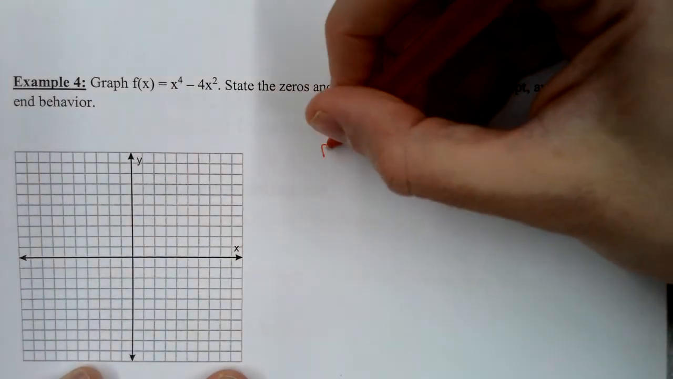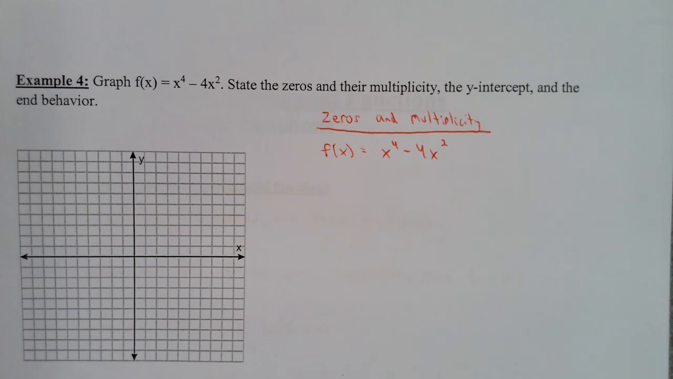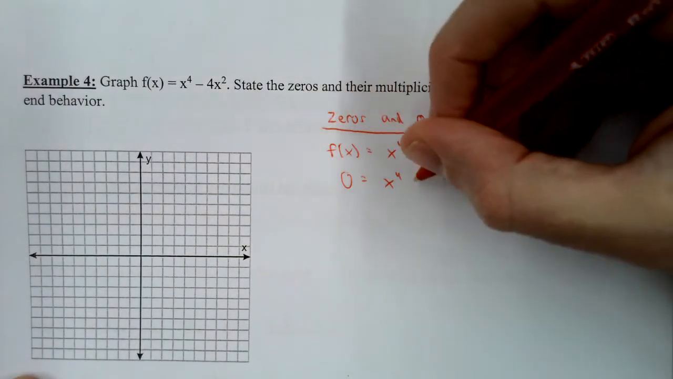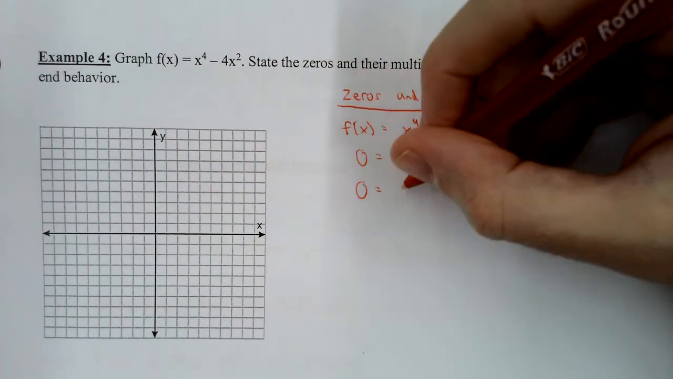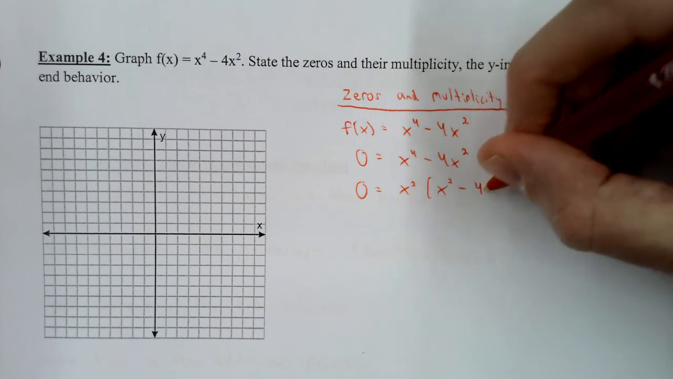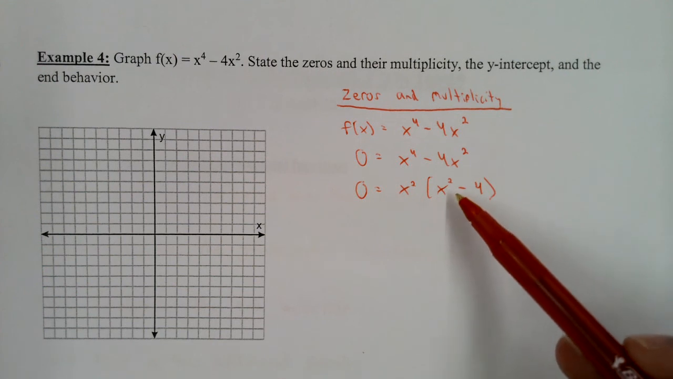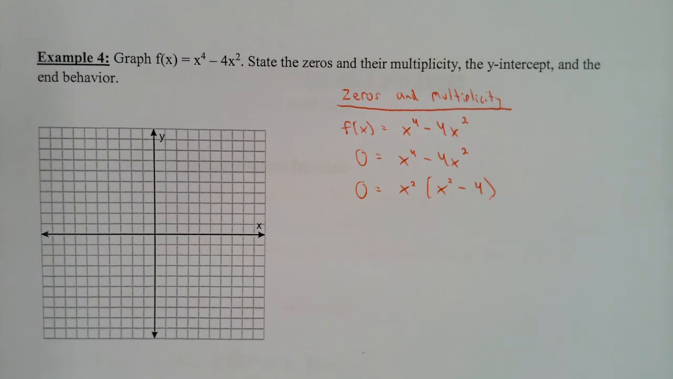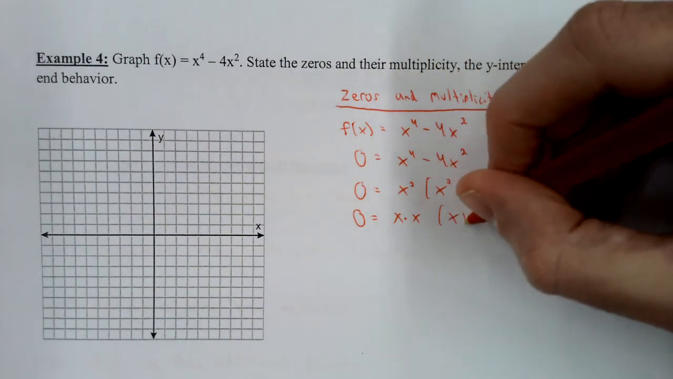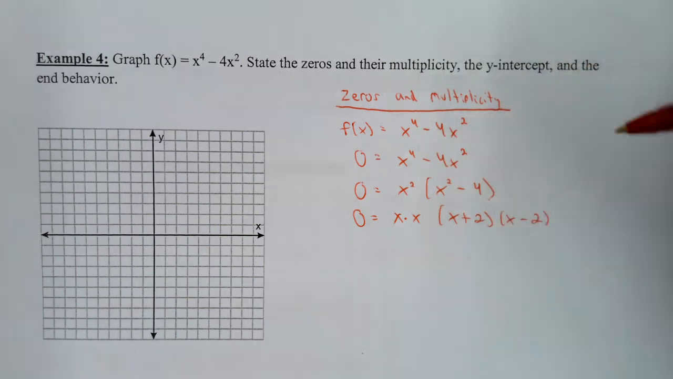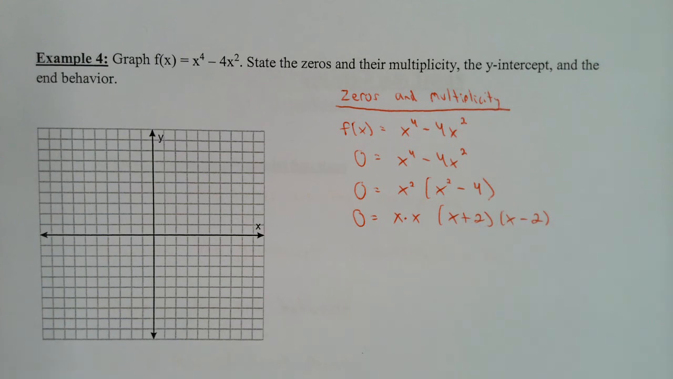So f of x, I get the zeros, so I'm going to do 0 equals x to the 4th minus 4x squared. Take out the GCF of x squared. This is the difference of two squares. Remember, a squared minus b squared equals a plus b times a minus b. So if you want to think about it, this is x times x. This is going to be x plus 2 times x minus 2. I just rewrote x squared as x times x, and x squared minus 4 becomes x plus 2 times x minus 2 when you factor it.